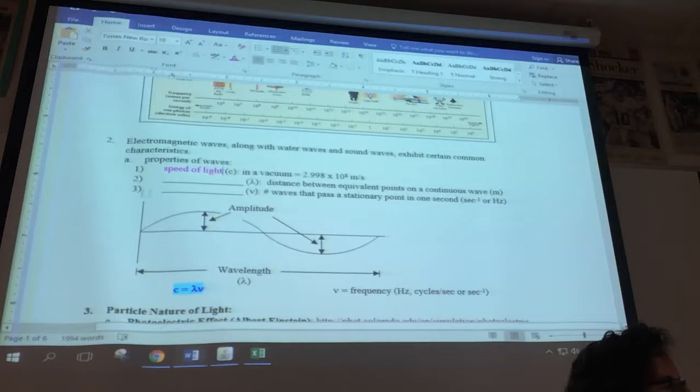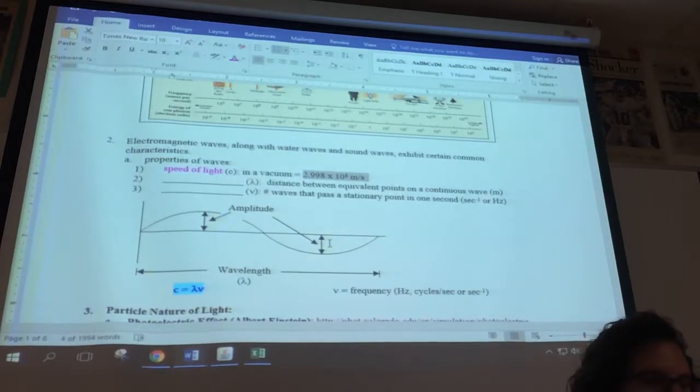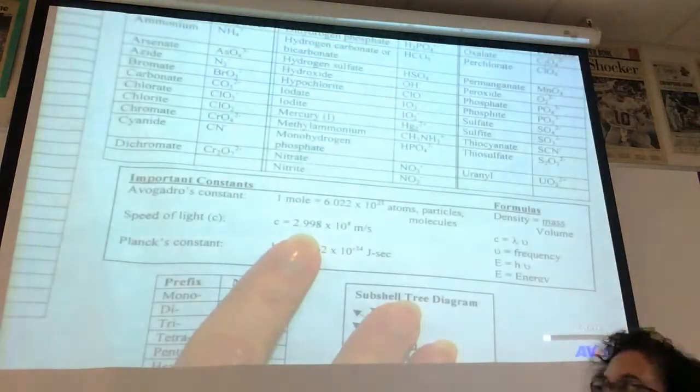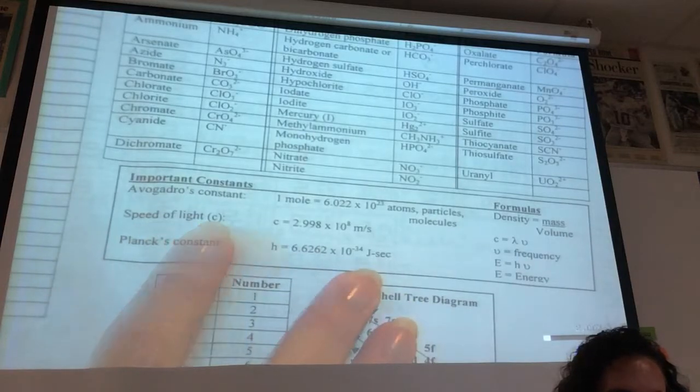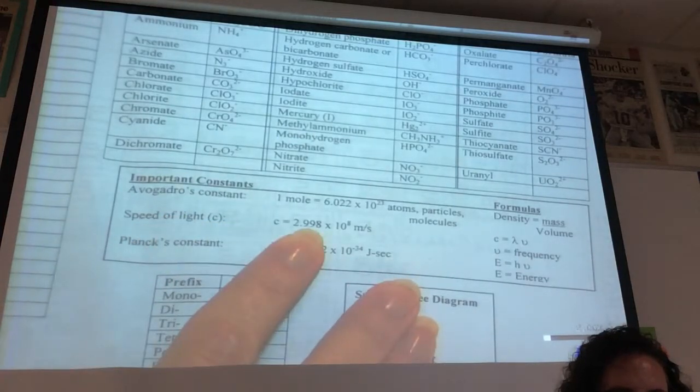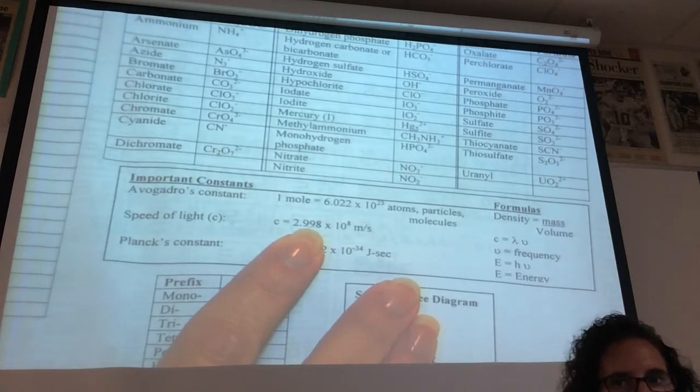All waves in a vacuum move at the speed of light, abbreviated with this lowercase c. This is a constant, 2.998 times 10 to the 8th meters per second. All constants will be provided to you. They are on the back of your periodic table as well. Here's the speed of light right here, designation c. So this is a constant that will be provided to you. You don't need to memorize it.